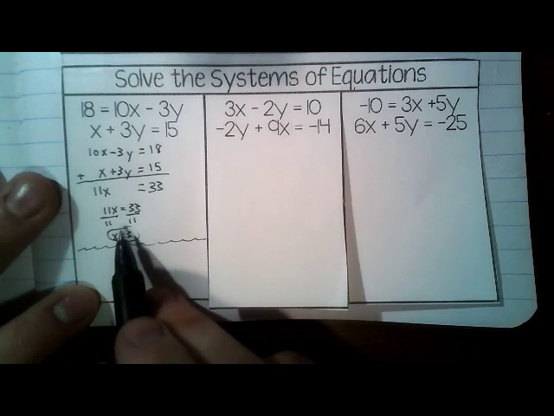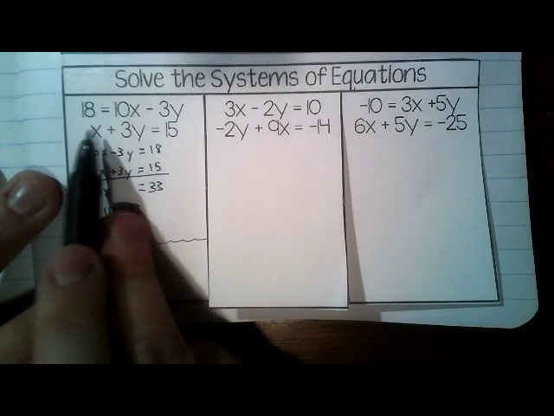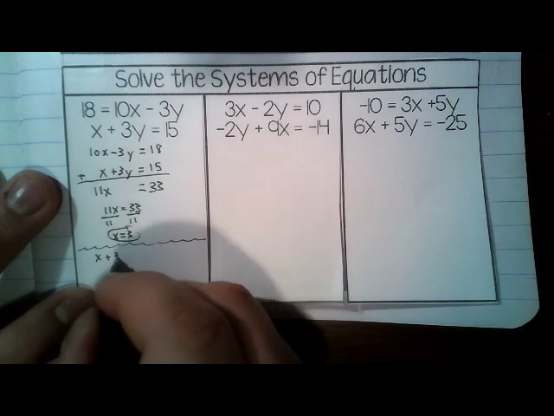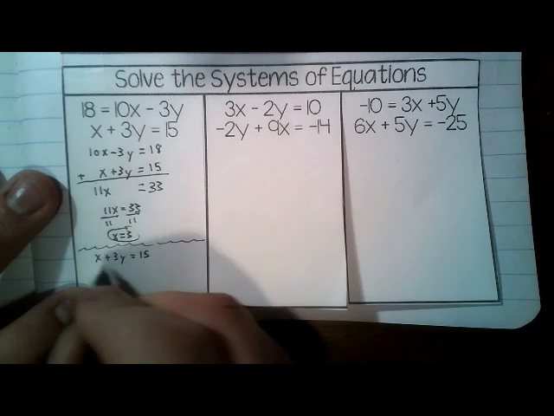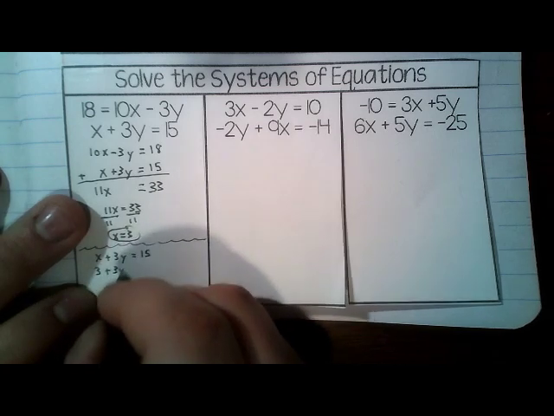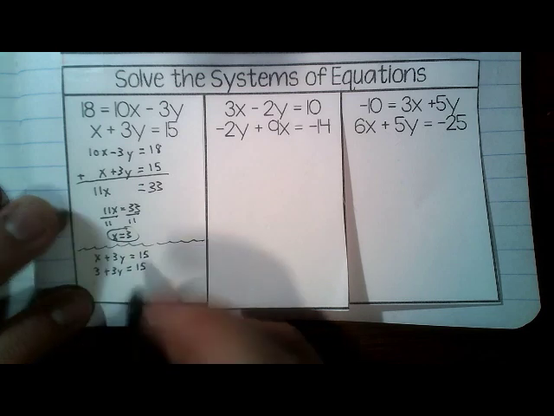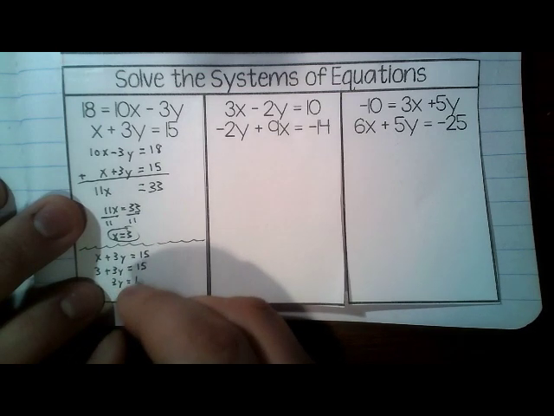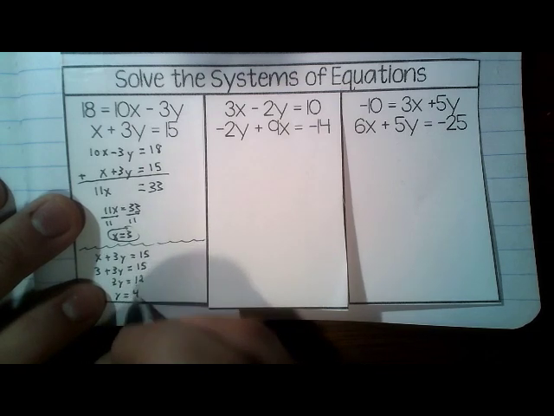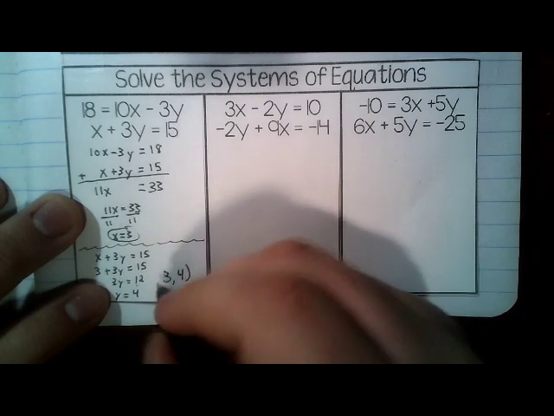Now that I know x equals positive 3, I can put it back into either this one or this one. This one has smaller numbers, so I'm going to use this one. x plus 3y equals 15, but I know that x is actually 3. Subtract 3 on both sides. Divide both sides by 3. y equals 4. My solution is 3, 4.